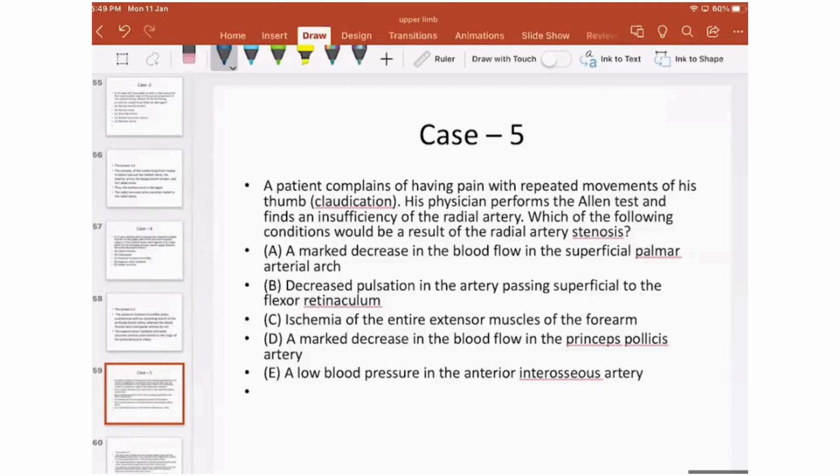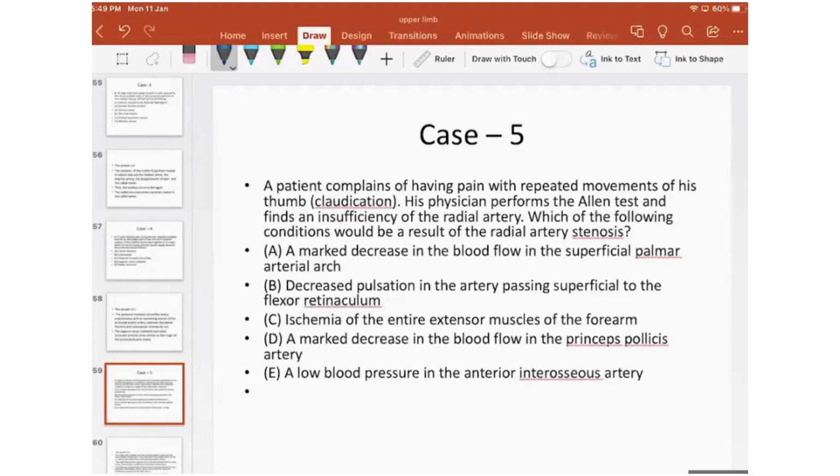A patient complains of pain with repeated movements of his thumb. Repeated movement involves opponens pollicis, right? The thumb touches all the other fingers. This is the unique feature of man. For the monkey or ape, it is not like this. It doesn't have one muscle. Opponens pollicis is absent in the monkey. We have that muscle, which is why we can touch the other fingers. No other finger can touch each other. Only the thumb can touch all the other fingers, because of opponens pollicis.